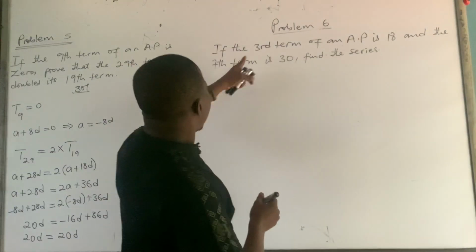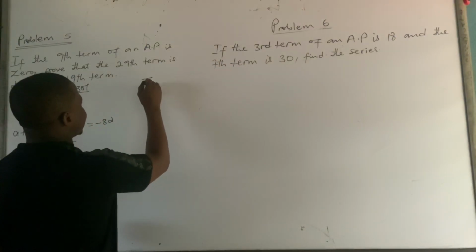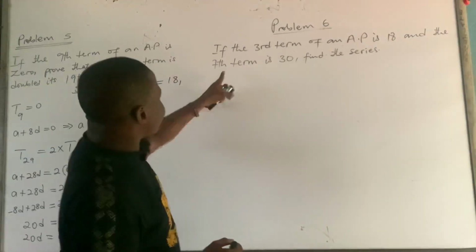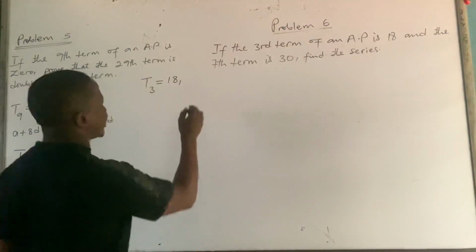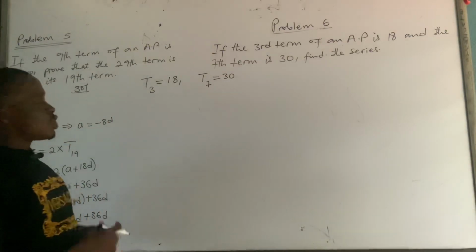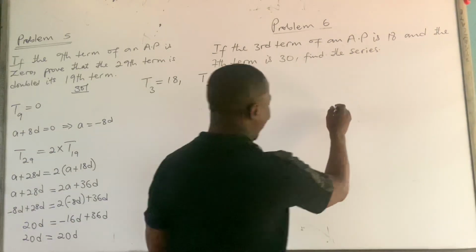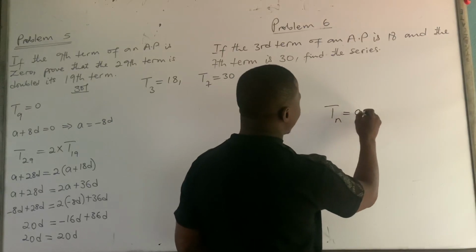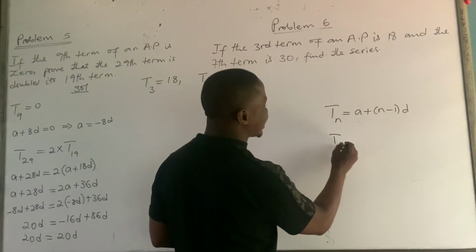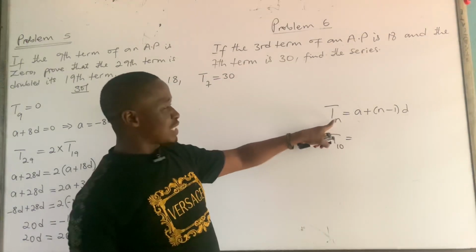So here again, the third term of an AP is 18, and the seventh term is 30. We don't need to bother writing all the formula again. We already know the nth term, and if you want to determine the 10th term, just replace n with 10.